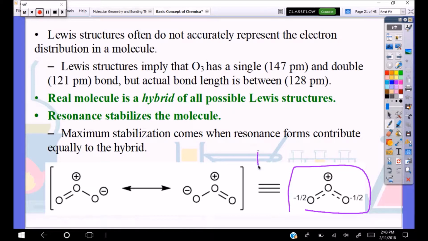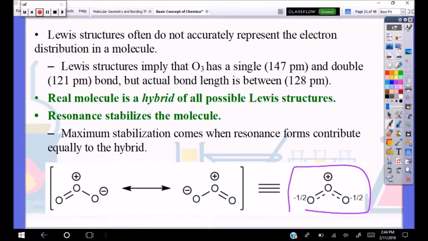If we were looking at benzene, it's more like we have a system of dashes all the way around, and because of that, you sometimes see benzene drawn like this with a giant circle in the middle. That just means that the electrons in the double bonds are equally shared across the whole molecule. So what happens is when we have resonance, it stabilizes our molecule. Maximum stabilization comes when the resonance forms contribute equally to our hybrid.